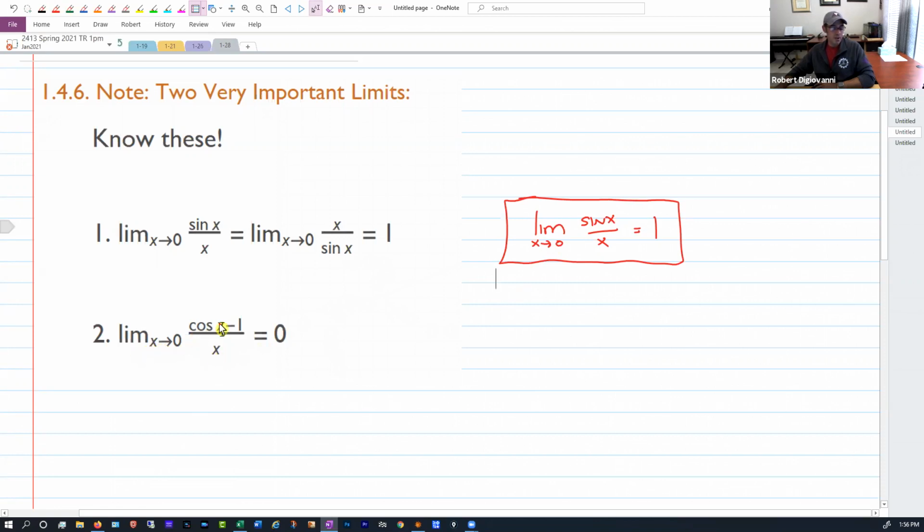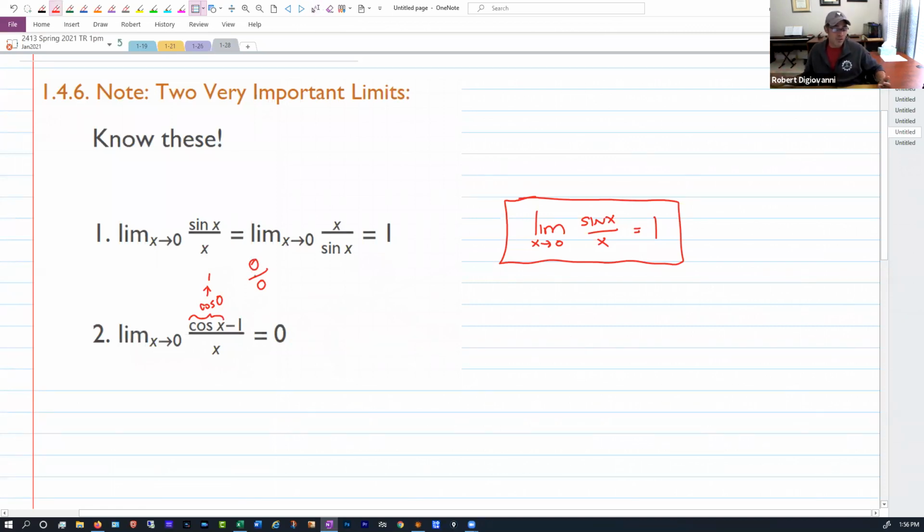Now the other limit, it's not used as much, but you should know it, is the limit as x goes to 0 of cosine x minus 1 over x. If you try direct substitution here, cosine of 0 from pre-cal is 1. So you wind up getting 1 minus 1, which is 0, so you get 0 on top, and then 0 on the bottom. So it's an indeterminate form.